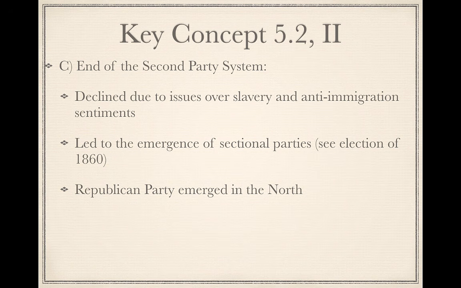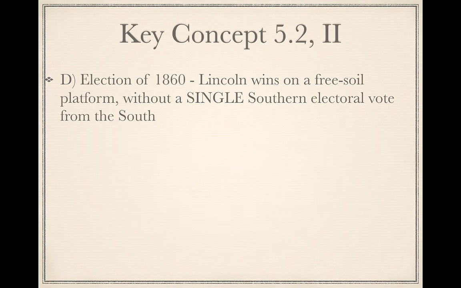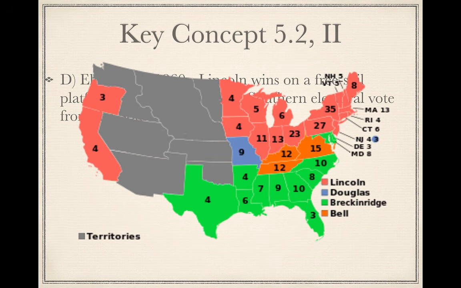And the Republican Party will emerge, and it will become very popular in the North and the Midwest. This is made up of free soilers, again, people who want to keep slavery from expanding, and former Whigs. It is so important to note that in 1860, Lincoln's platform was the non-extension of slavery. He did not want to ban slavery. He wanted to keep it from extending. So in 1860, Lincoln will win on a free soil platform without a single electoral vote from the South.